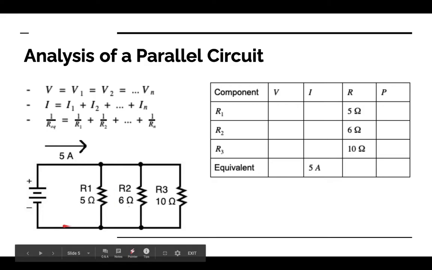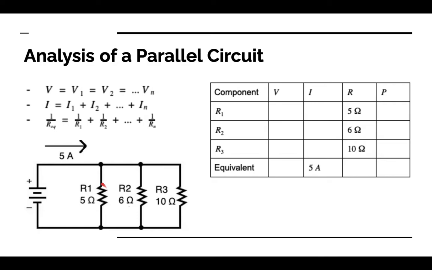Let's say we have a circuit that has a total current of 5 amperes, and it has 3 resistors arranged in parallel. Resistor R1 with resistance of 5 ohms, resistor R2 with a resistance of 6 ohms, and resistor R3 with a resistance of 10 ohms, okay? And let's say right here we have a negative terminal, and then we have a positive terminal, okay?